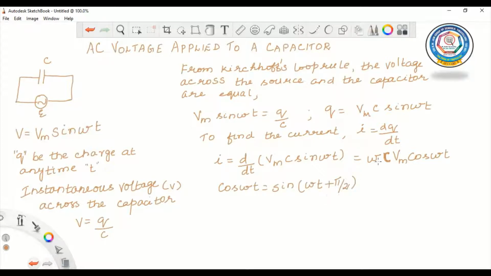And this term omega C Vm will be taken as Im. So this relation becomes I is equal to omega C Vm sin of omega t plus pi by 2, which will be written as I is equal to Im sin of omega t plus pi by 2.